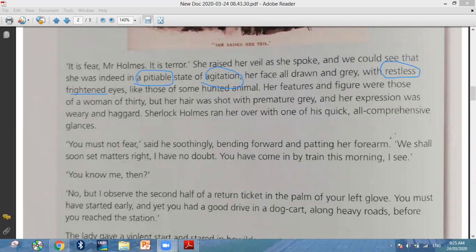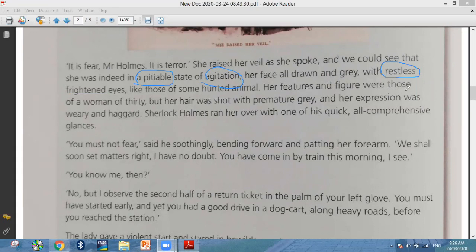Okay, Mustafa Saleh? It means unwilling or unable to stay still. Yes, to stay still. Even he is describing the physical appearance of her eyes here, restless eyes. This happens a lot if you feel worried, okay? Like those of some hunted animals.